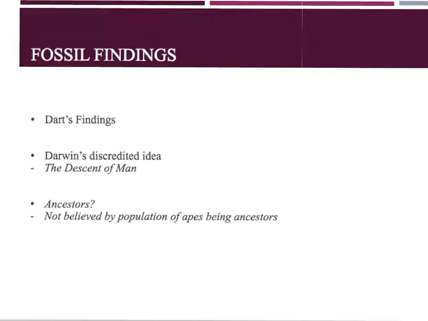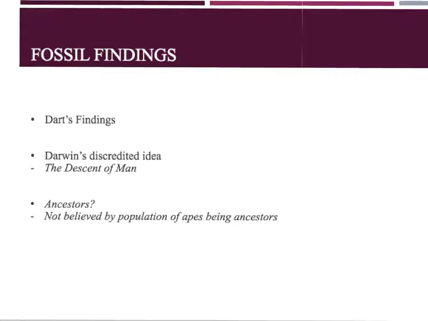We have Dart's findings. Dart was a beginning archaeologist who wanted to start a museum with fossils and didn't know he would have them handed to him literally. He was given a fossil that would connect Darwin's theory that our species had originated in Africa because our closest relatives, gorillas and chimpanzees, are located in that area.